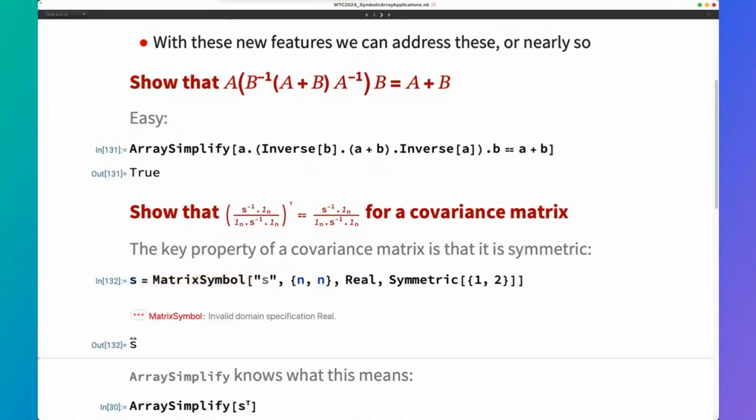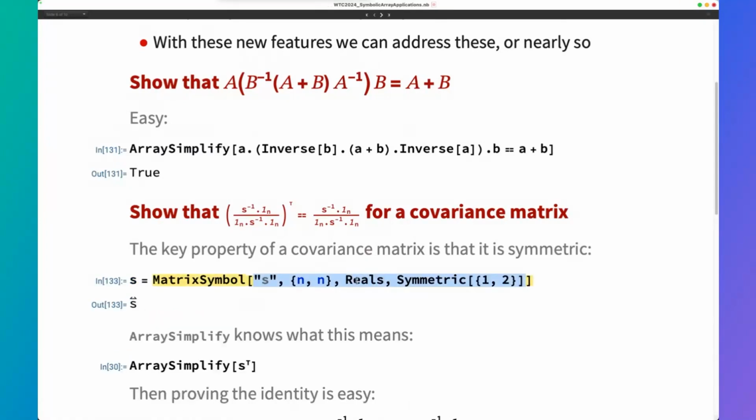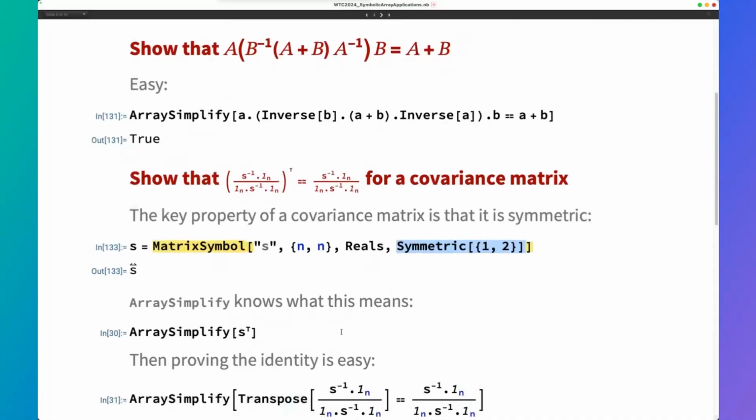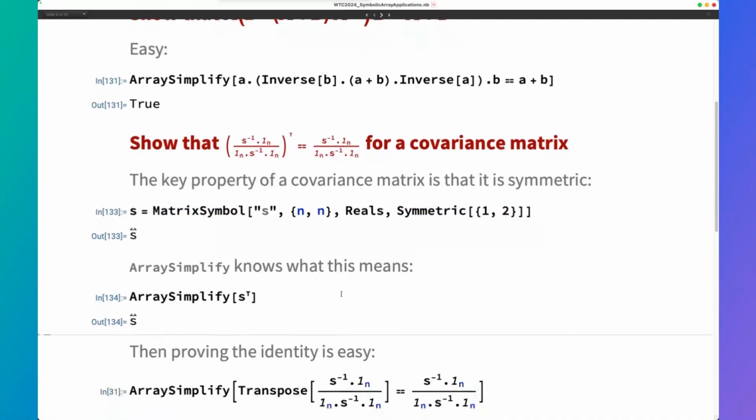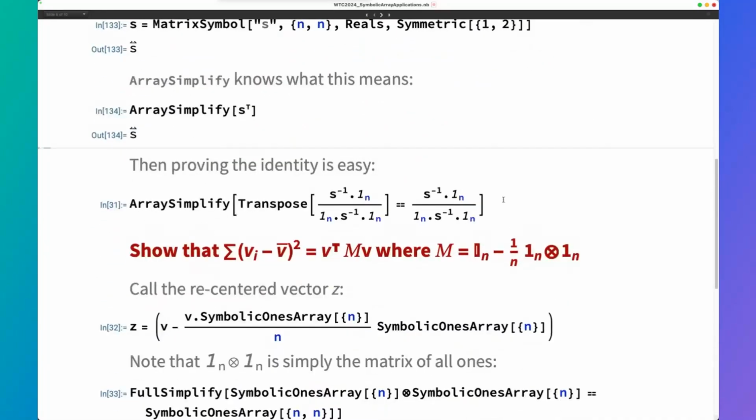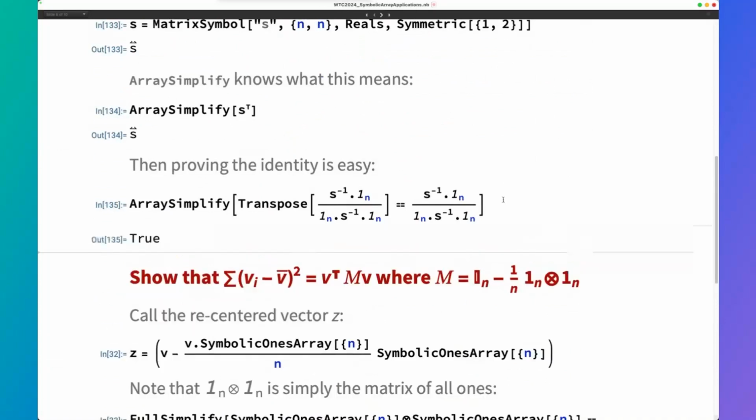Right, so the elements are members of the reals set, and we're symmetric in the two dimensions of the matrix. So ArraySimplify knows how to simplify the transpose. The transpose is equal to the original matrix. Then the identity is easy. We just type it in, and ArraySimplify gives us the correct answer.